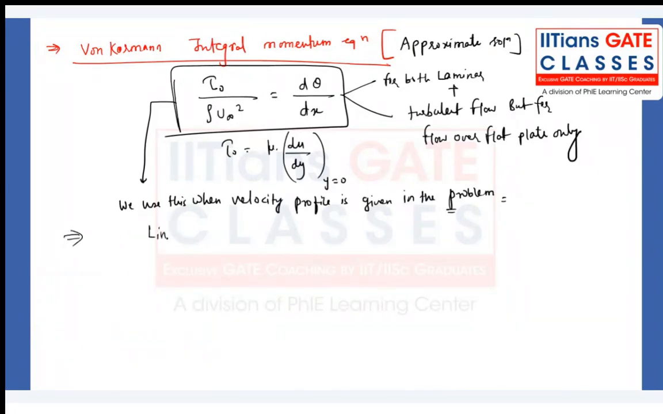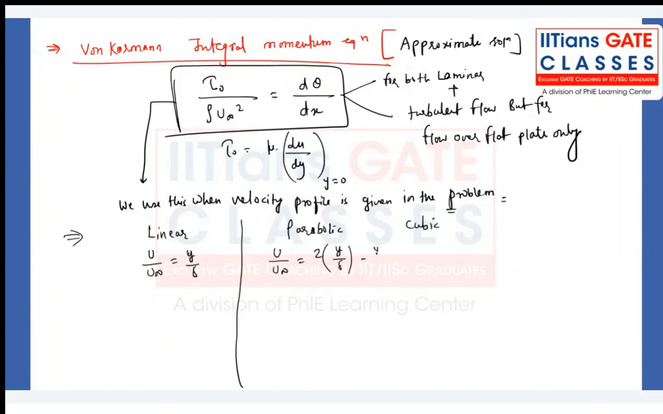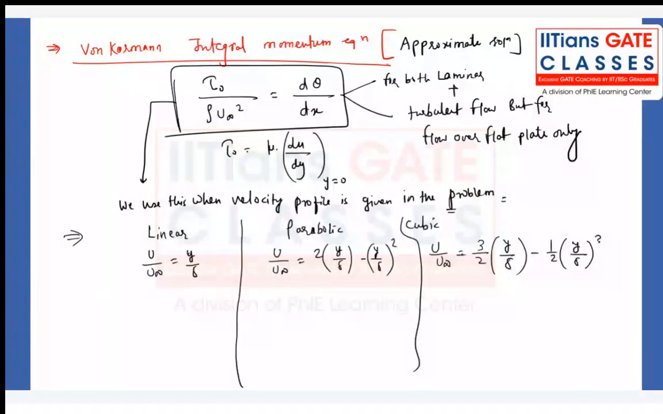Linear velocity profile, parabolic velocity profile, cubic profile. For linear, u by u infinity is y by delta. For parabolic, u by u infinity is 2 into y by delta minus y by delta whole square, sorry. For cubic, u by u infinity is 3 by 2 y by delta minus 1 by 2 y by delta whole cube.